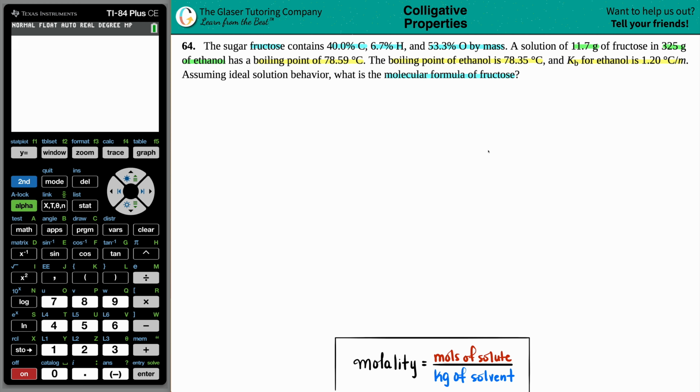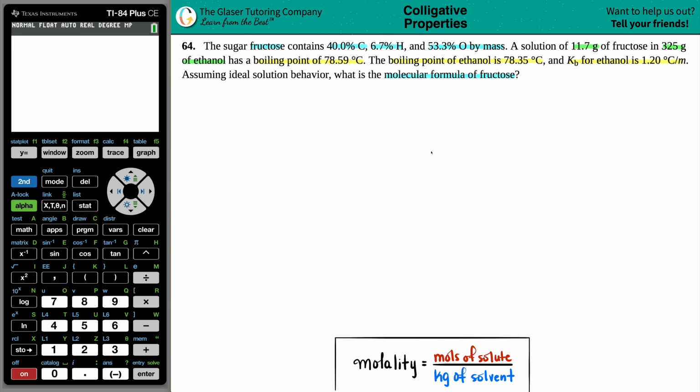Strap in those shoes, my friends, because we're going for a wild ride. Fun. But we got to do it. We got to go through this problem. The first thing that I see here is, whoa, we got a lot of numbers, right? We have percent values. They told us that we have 11.7 grams of fructose, and it's a solution in ethanol. It's got a boiling point. And at the end of the day, they want that molecular formula.